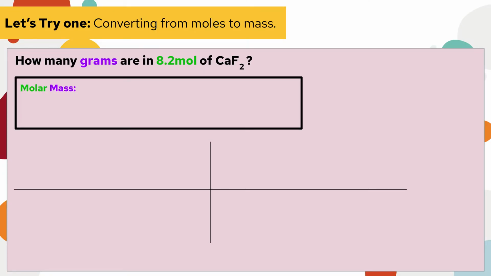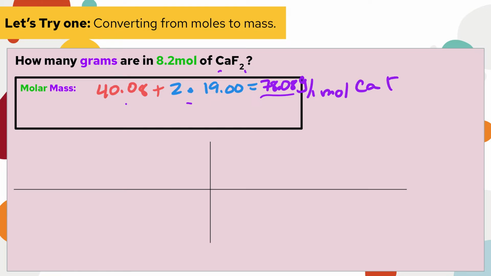Converting from moles to mass. So how many grams are in 8.2 moles of calcium fluoride? The molar mass of calcium fluoride is 40.08 for calcium plus 2 times 19 for fluoride equals 78.08 grams per 1 mole. And this is of calcium fluoride.